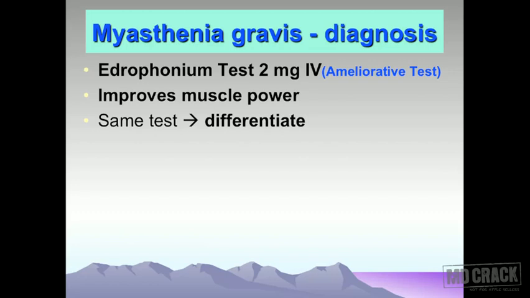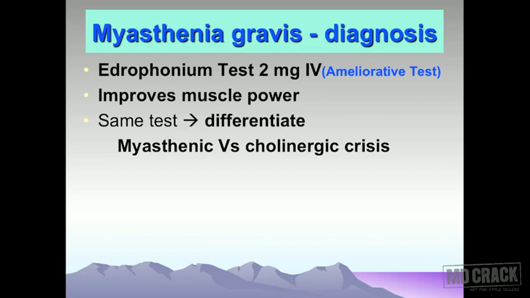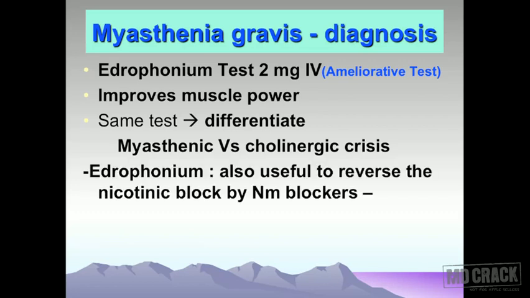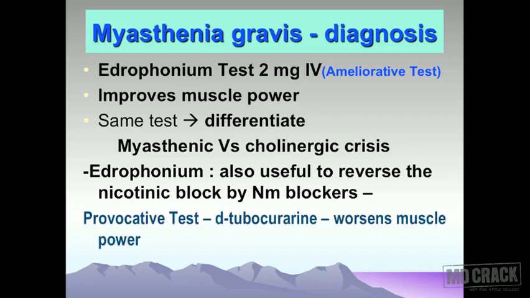The same test could be used to differentiate between what is called myasthenic crisis and cholinergic crisis. We are going to discuss this in detail on the next slide. Edrophonium is also useful to reverse the nicotinic block by neuromuscular blockers, which I just described when I told you about physostigmine and neostigmine. That's the post-operative decurarization, because edrophonium could reverse the effect very rapidly.